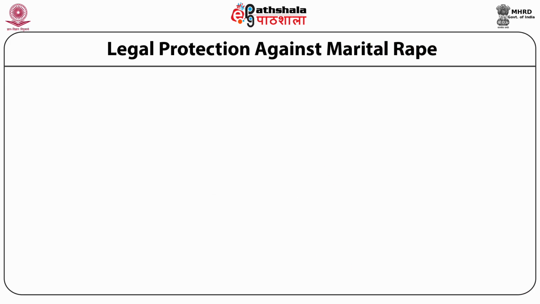Punishment for marital rape is 7 years to life imprisonment, and sexual intercourse by a husband upon his wife living separately under a decree of separation or otherwise without her consent is punishable with a minimum 2 years of imprisonment, which may extend up to 7 years. Marital rape is not recognized as a crime in our country.